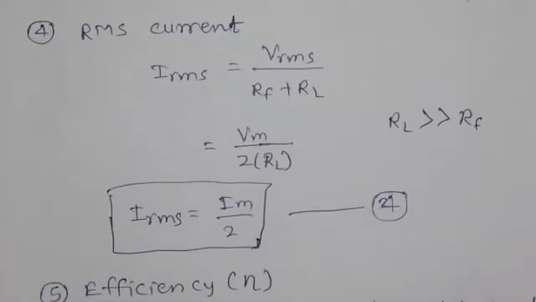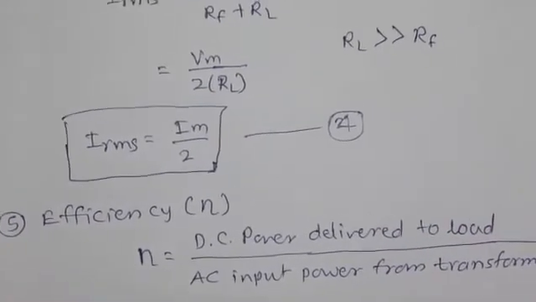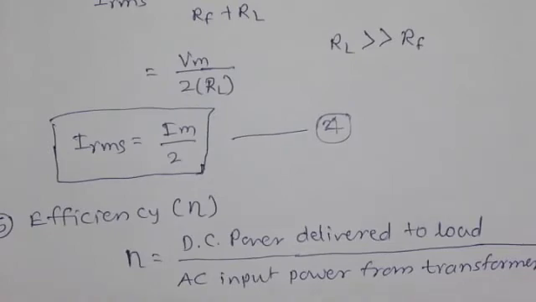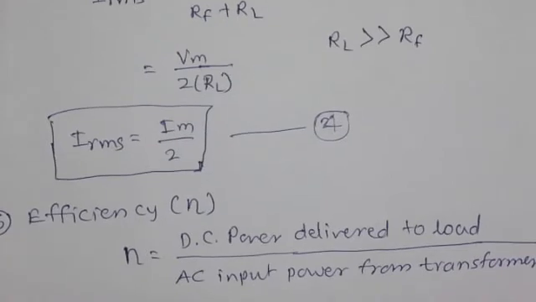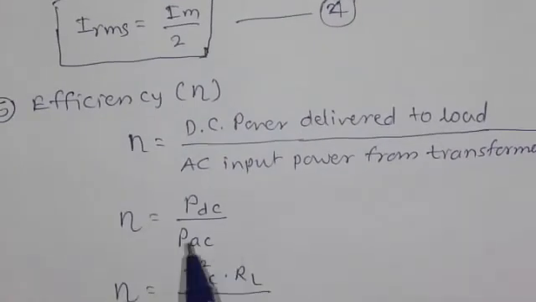Now for the half wave rectifier, how much output should be observed, or how much power should be delivered to the load, that comparison should be made with the help of efficiency. The efficiency of this half wave rectifier is represented as eta, equal to the ratio of DC power delivered to the load divided by the AC input power from the transformer. In simple words, the efficiency is the ratio of DC power divided by AC power.